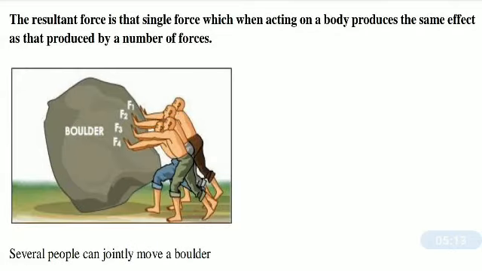Pictorially, you can see this representation here. The resultant force is that single force which, when acting on a body, produces the same effect as that produced by a number of forces. So here in the picture you can see four people are moving a boulder, and the forces applied by them are F1, F2, F3 and F4.